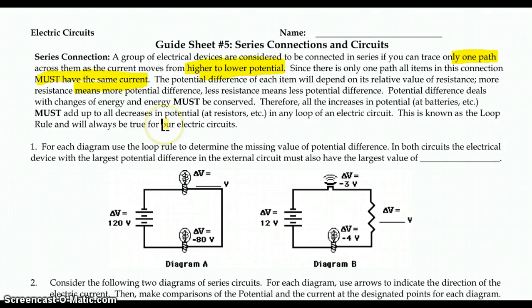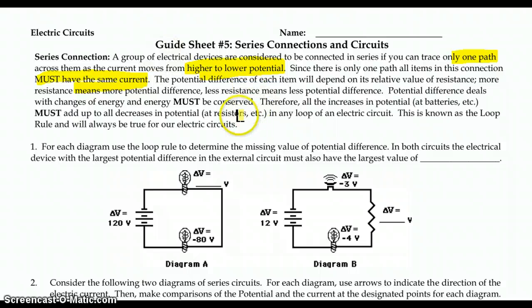Okay, now the potential difference will be different. It will be based on the size and the resistance of the various materials. Larger resistors, larger light bulbs with higher resistance will use more potential difference because they'll need that energy to work.